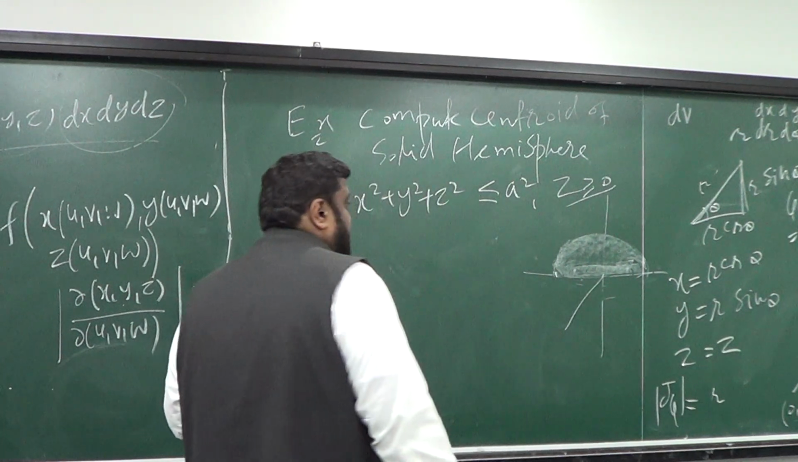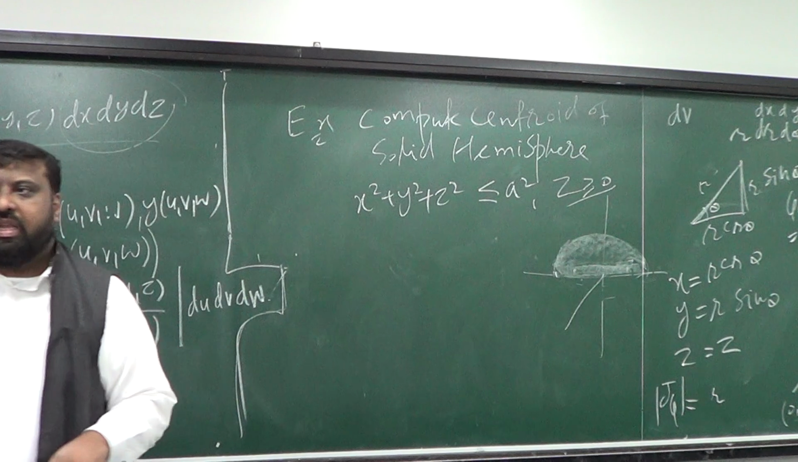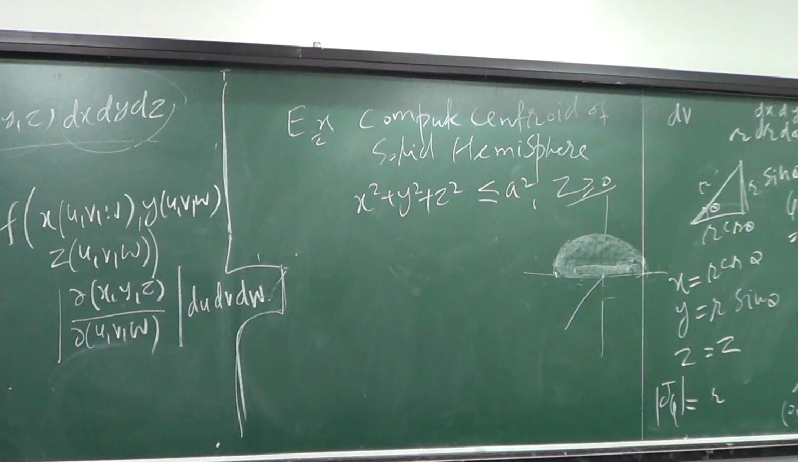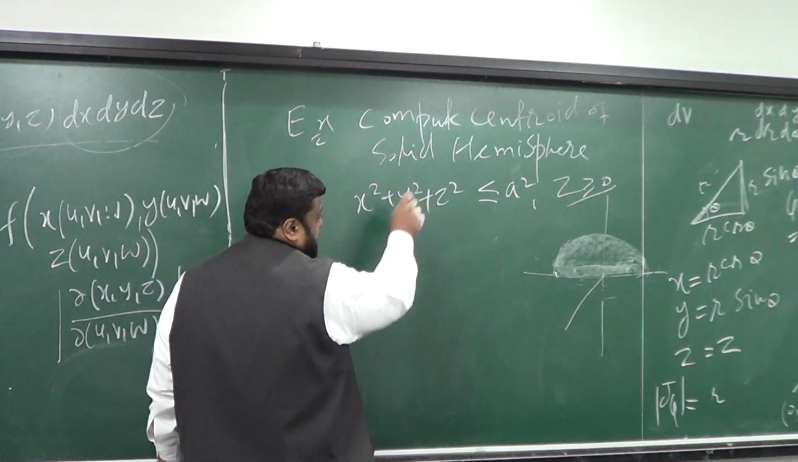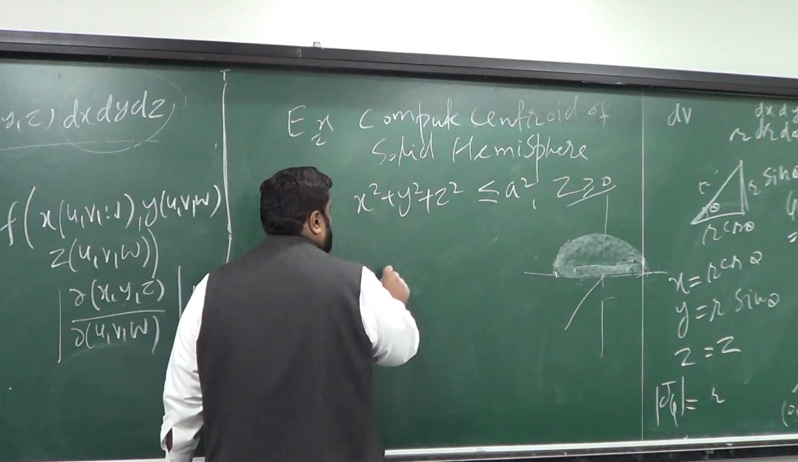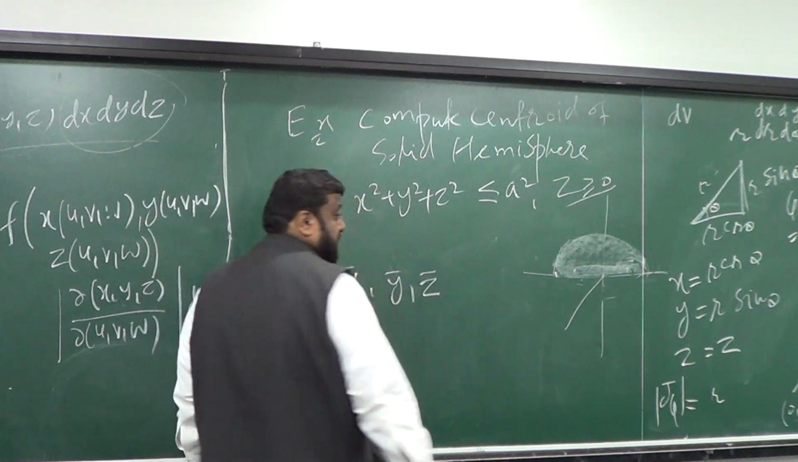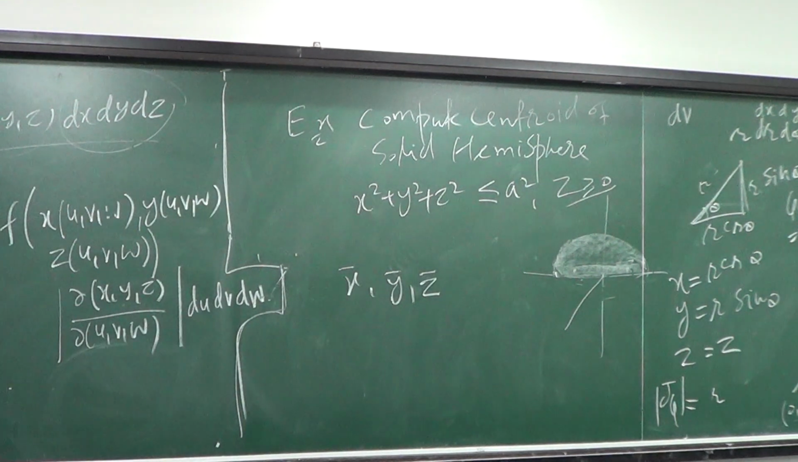So if you want to find the center of mass of it, you need to find 3 coordinates. The centroid of it: x bar, y bar, and z bar. Does someone remember what the formula was? You had a similar kind of problem before.